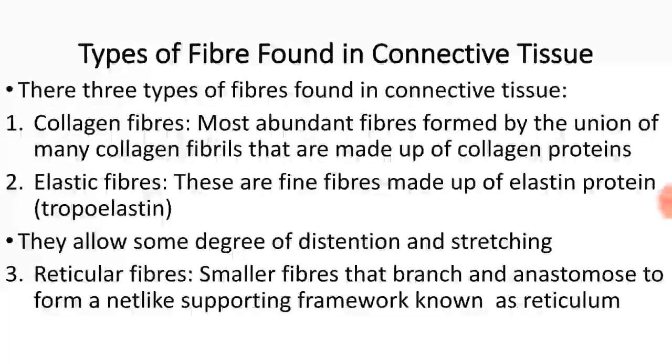Let's now see the types of fibers found in connective tissues. Here we have three types of fibers found in the connective tissue. First is collagen fibers, and also elastic fibers, and also reticular fibers. Collagen fibers are the most abundant fibers, formed by the union of many collagen fibrils. These are made up of collagen protein. So collagen proteins make collagen fibers. Muunganiko wa collagen fibrils yatengeneza collagen fibers.